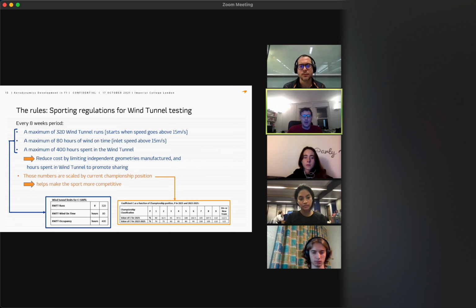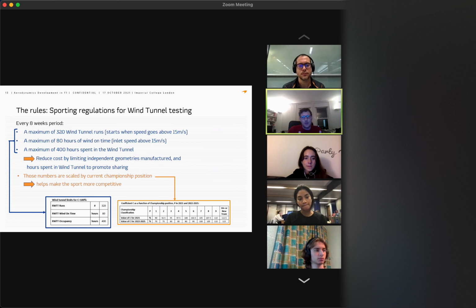So what we call time spent in the wind tunnel is time between the moment of the first run and the last run. So this is to make sure that you can potentially share the wind tunnel, so that you don't stay there to do long changes. And the 80 hours, it's the amount of fan time that we are allowed to use. So we consider fan time every time the wind tunnel fan goes above 50 meters per second, or peak speed is 50 meters per second for a 60% model, which gives us Reynolds numbers that are fairly similar to what we see on track.